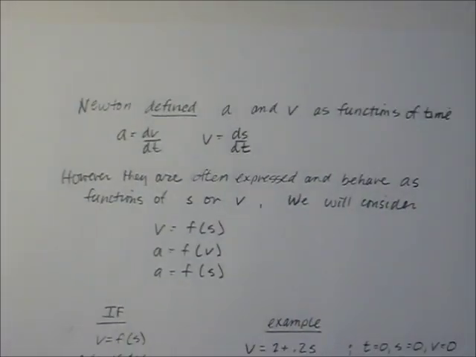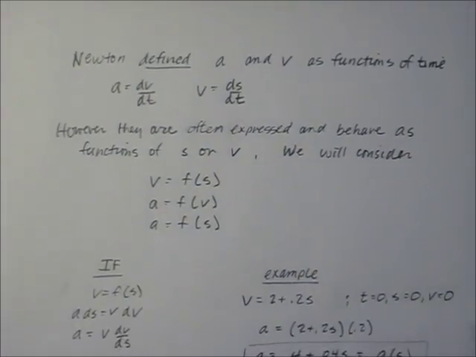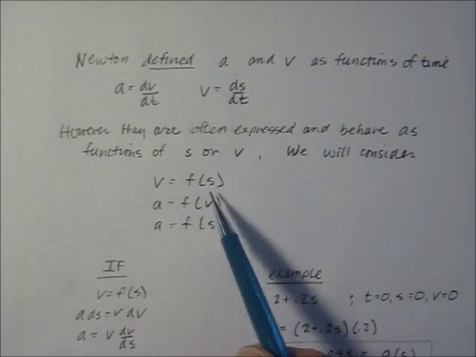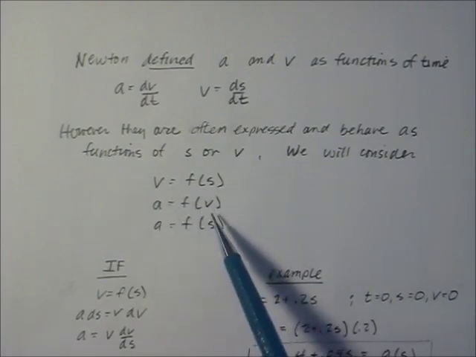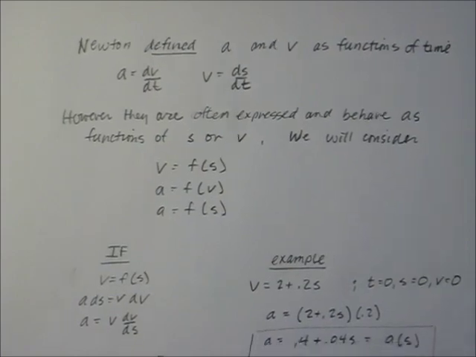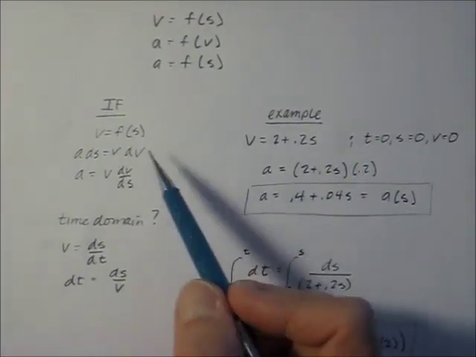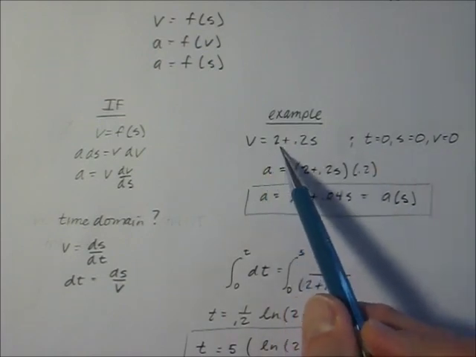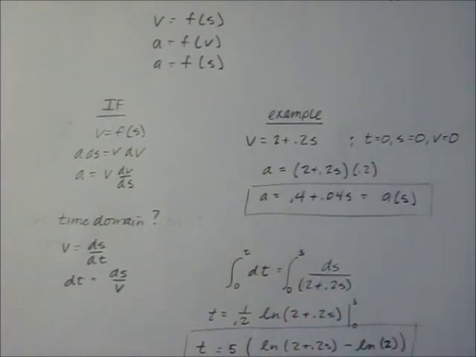Okay, next thing is we've talked about velocity and acceleration as functions of time. However, they are often expressed and behave as functions of either position or velocity. So in other words, we will consider velocity as a function of position, acceleration as a function of velocity, and acceleration as a function of position. For example, let's say that we have velocity as a function of position here, and here's a little equation. We're going to say velocity is equal to 2 plus 0.2s.